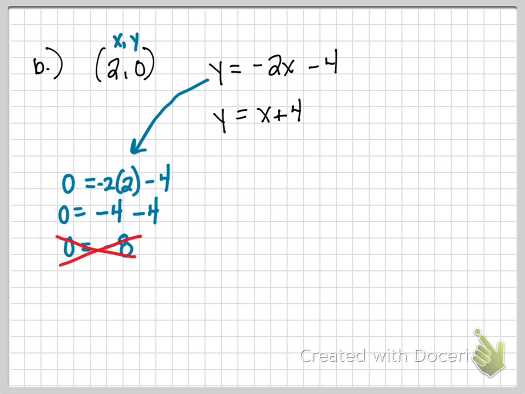So because this ordered pair isn't a solution to the first, actually I'm not going to put an X, to the first equation, this ordered pair is not a solution to the system. The rule is it has to be correct for both in order for it to be a solution to the system. So we would say no, that ordered pair 2, 0 is not a solution to the system.